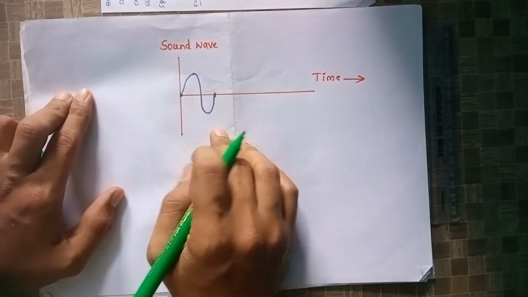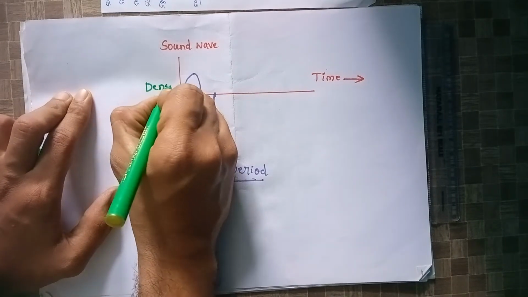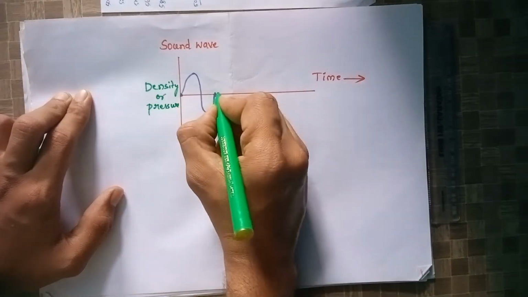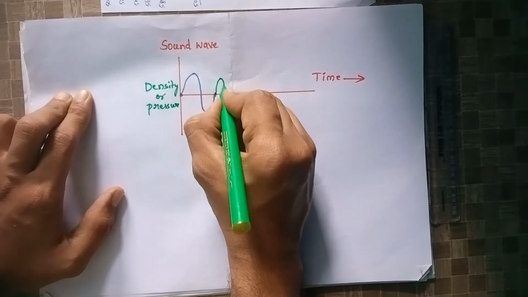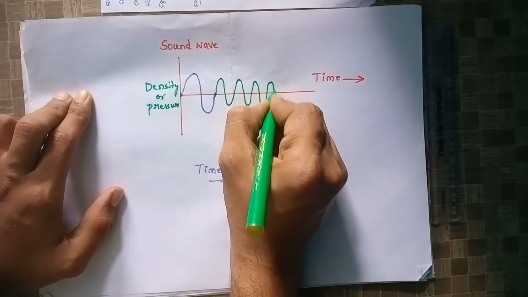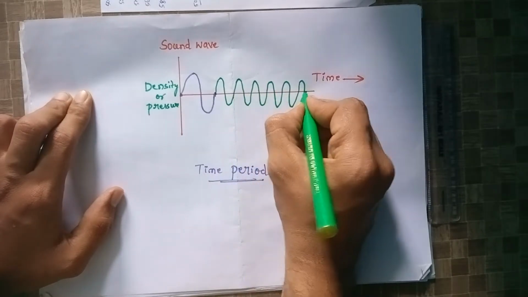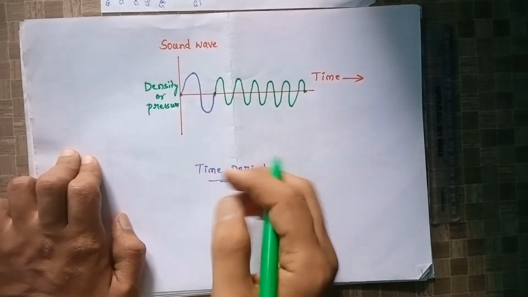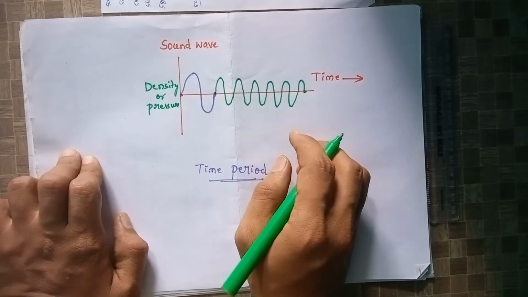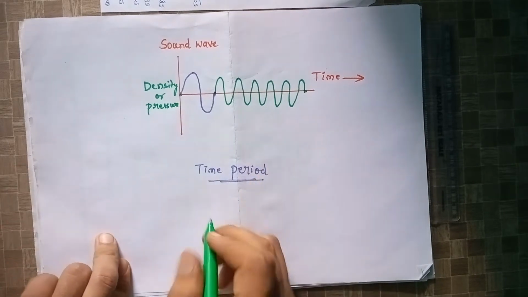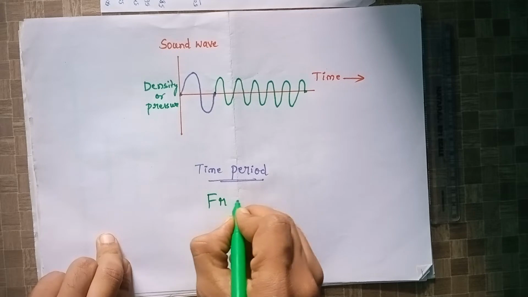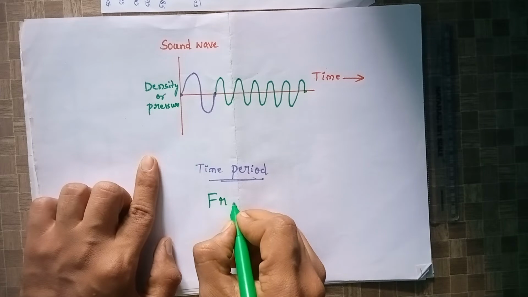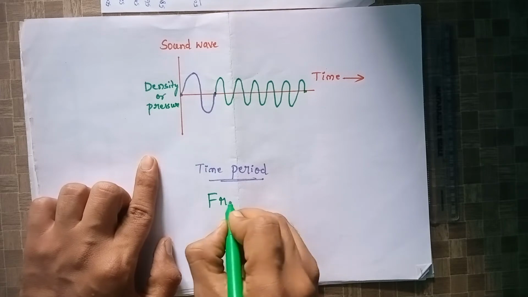imagine sound waves traveling as density or pressure variations of a medium. This is how sound travels in a number of oscillations. So the number of oscillations or vibrations present in a sound wave per unit time is called frequency. That means the number of oscillations or vibrations in the density or pressure of a medium per second is called frequency.